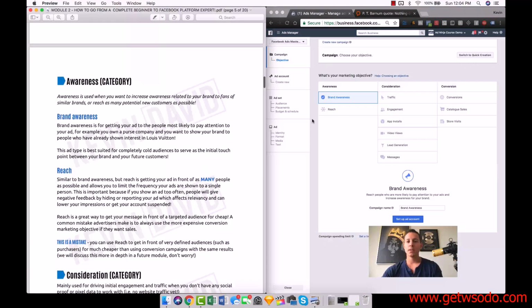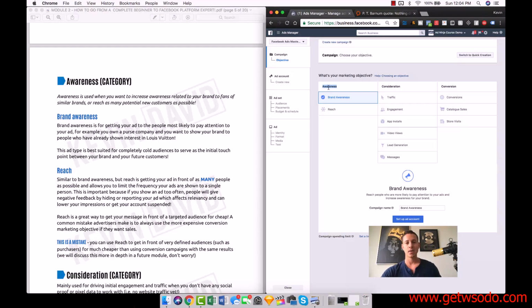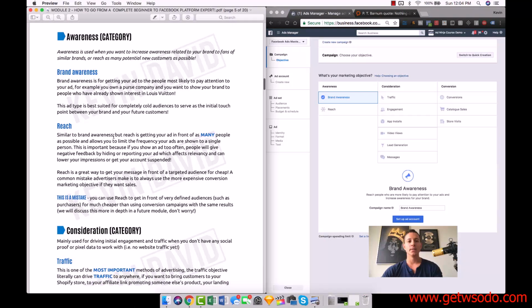And so we're going to start off in the awareness category, which is this far left column that has these two different options right here for marketing objectives: brand awareness and reach. So brand awareness basically is getting your ad in front of people who are most likely to pay attention to your ad.